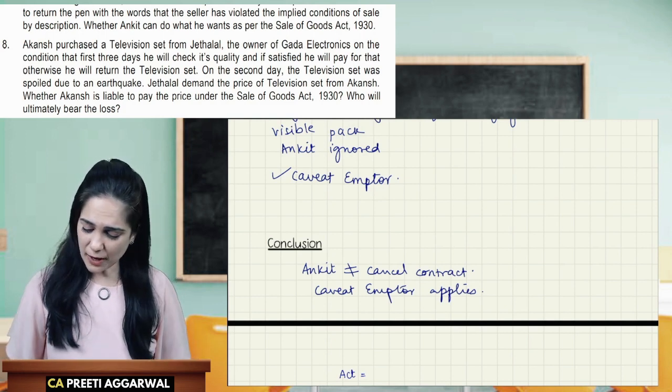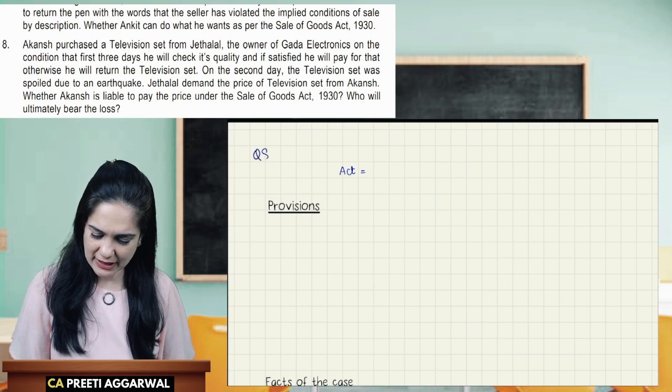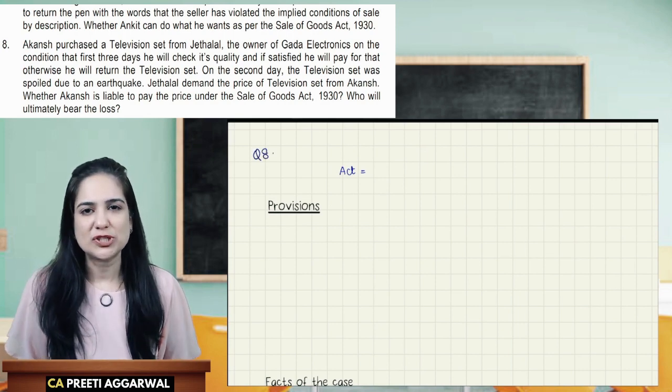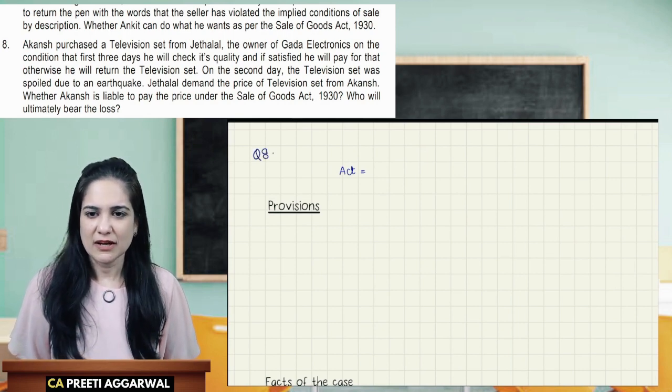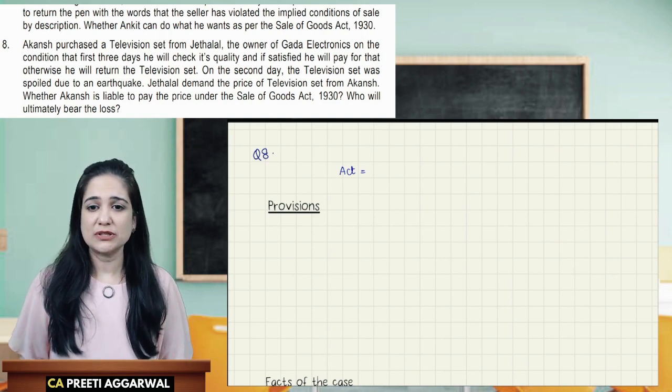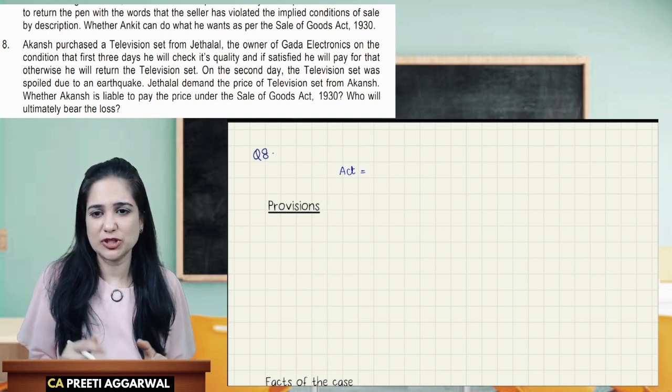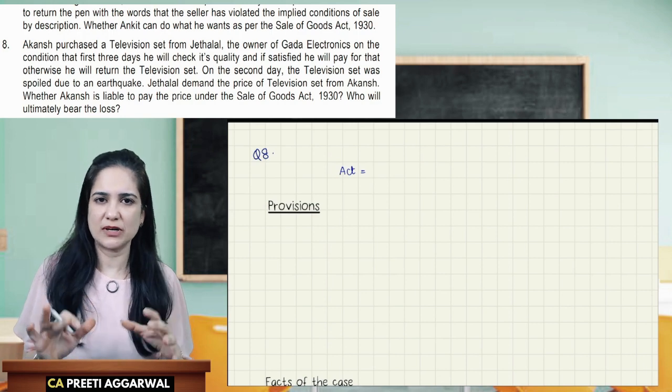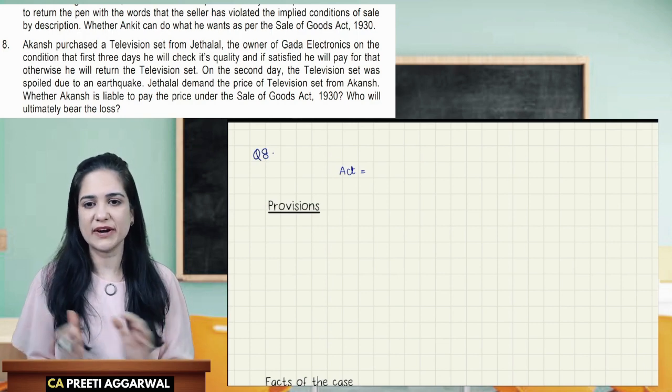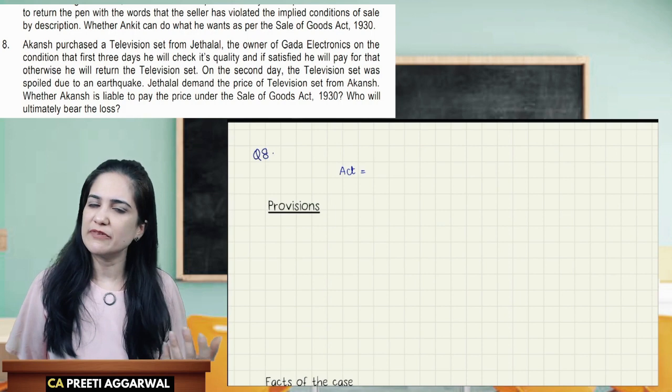Akash purchased a television. This is question 8. Akash purchased a television set from Jethalal, the owner of Gada Electronics, on the condition that he will keep it for the first 3 days and he will check its quality. And if he finds that it is of the quality that he requires, if he's satisfied, he will pay for it. Otherwise, he will return it.